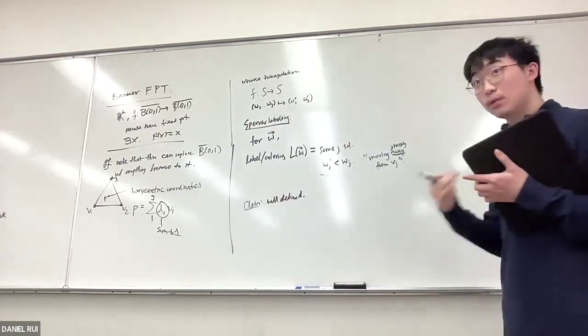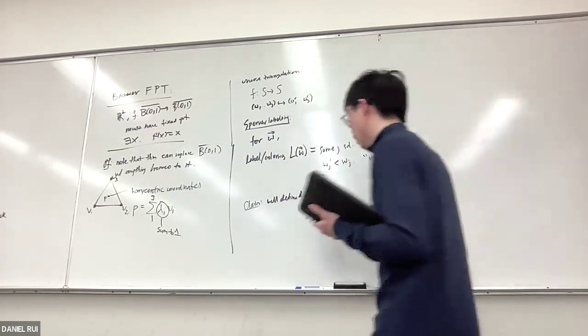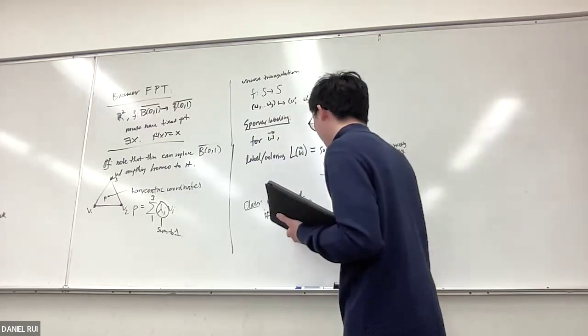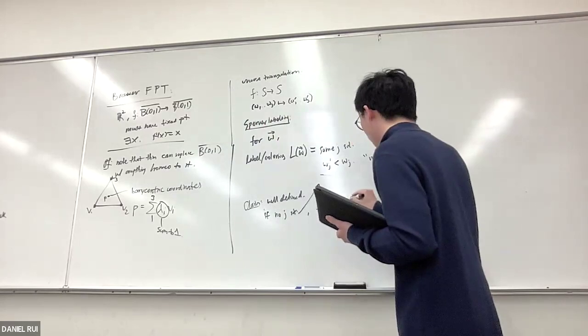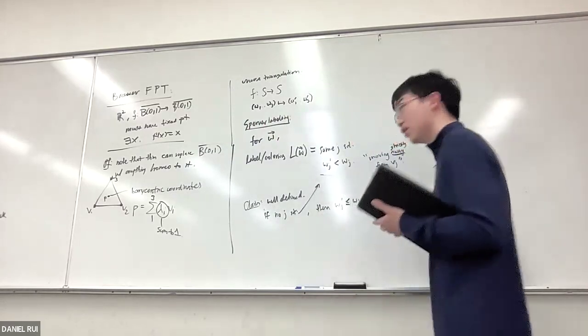What does it mean for it not to be well defined? It means that there is no J such that this is true. So if no J such that this is true, then I get that Wj prime is less than or equal to Wj for all j in 1 to 3. Okay.